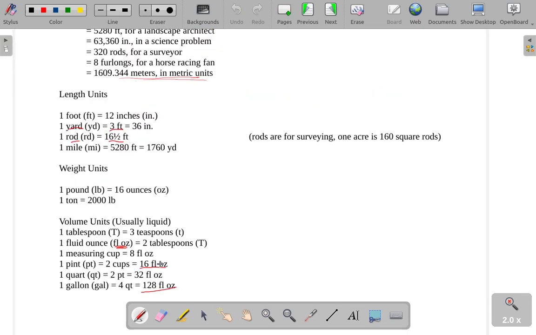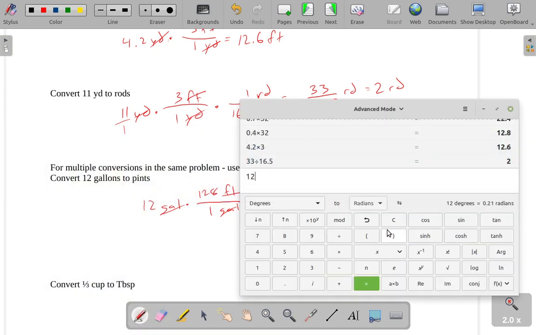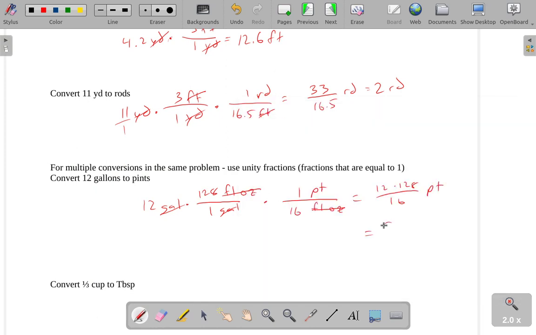16 fluid ounces is 1 pint. I want my fluid ounces this time to be on the bottom because they were on the top. So 16 fluid ounces and 1 pint. Fluid ounces will cancel with fluid ounces, and we'll end up with 12 times 128 up top, and 16 on the bottom, and this will be measured in pints. So I'll go ahead and plug this into my calculator. 12 times 128 divided by 16, which gives me 96. We end up with 96 pints.